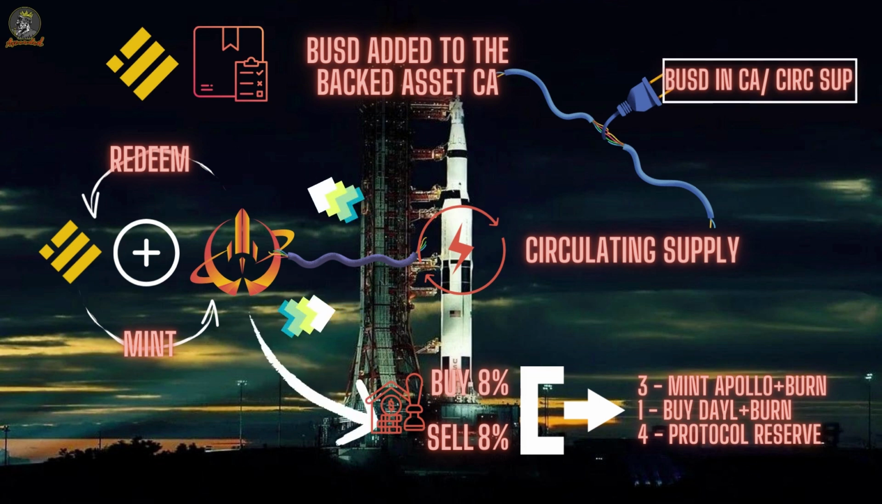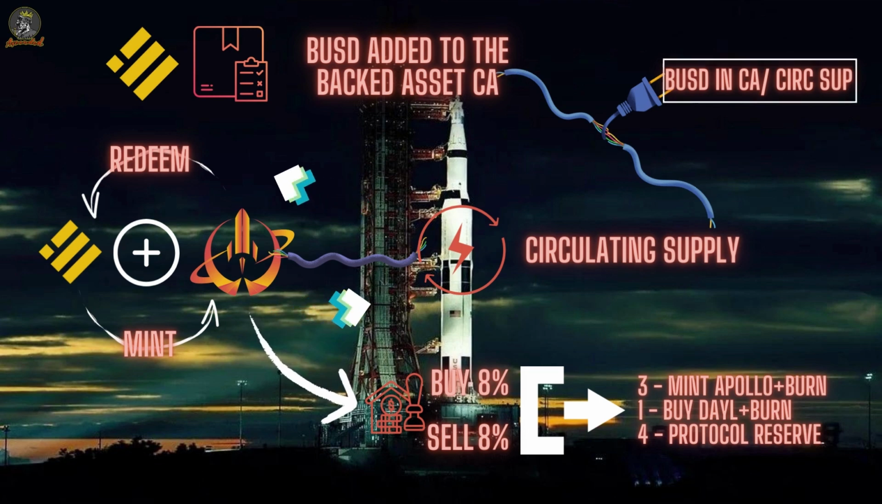So that 8%, you have 3% that mints Apollo again and burns the tokens, which is a bit different because when you mint, you take the Apollo. But with this one, it creates the tokens and then burns them again, meaning it's a null action, but the BUSD will be added to the contract. So more BUSD, same circulating supply, price increases.